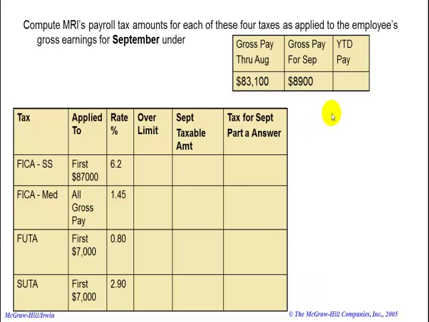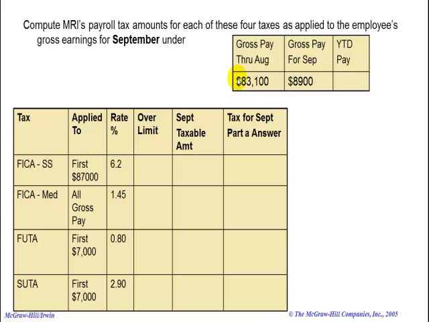Part C, this employee made $83,100 gross pay through August. They've made an additional $8,900 in September, and we're trying to see, of this September pay, what will be the taxes with respect to Social Security, Medicare, FUTA, and SUTA. And hopefully you can see that FUTA and SUTA will be zero, and then Medicare, there won't be any limit there, so it'll be the whole $8,900. The only question mark now is the Social Security.